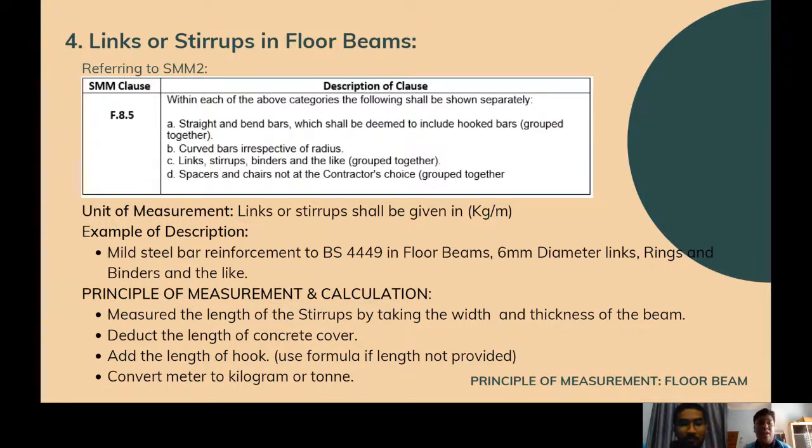The last item for the principle of measurement for the floor beam is the link and stirrup of the floor beam, which we refer to in the SMM. The clause is F.8.5, and the measurement is also kilogram, like before. It is quite the same as the ground beam. The example of this description is mild steel bar reinforcement to BS 4449 in floor beam, 6 mm diameter link, a ring, and also binder and the like. The principle of measurement and calculation is the same as in the ground beam. We need to measure the length of the stirrup, then deduct the length of the concrete cover. After that, we add the length of the hook. Then we convert it from meter to kilogram.